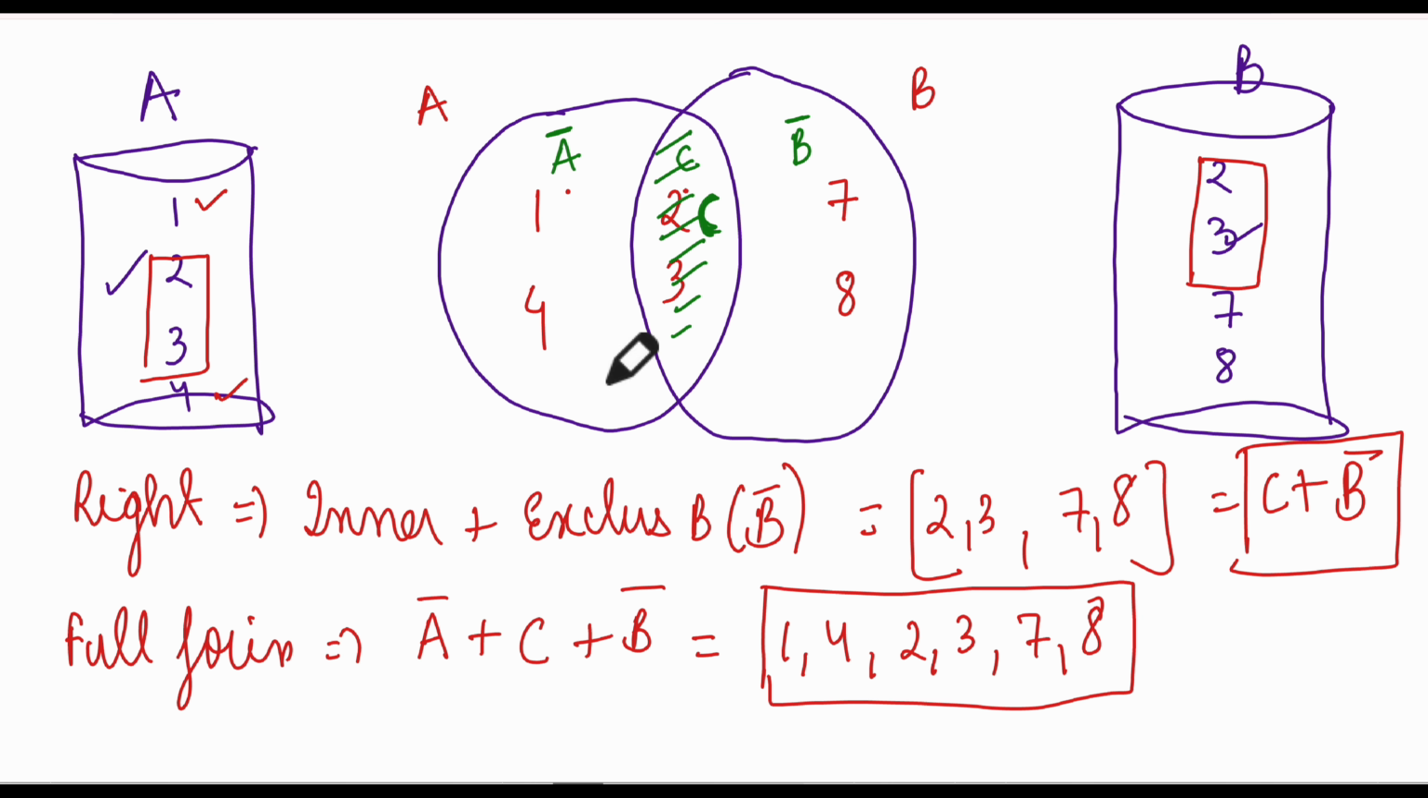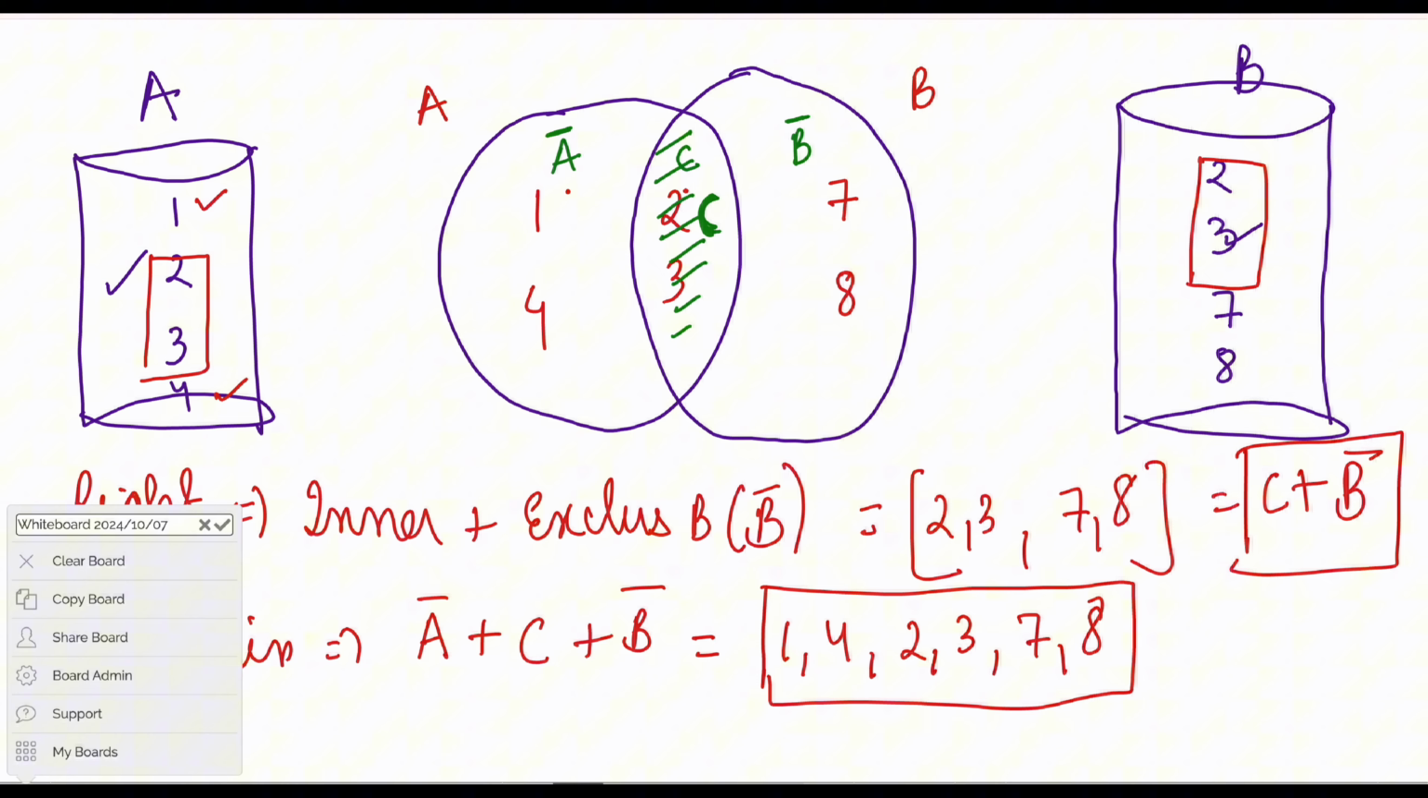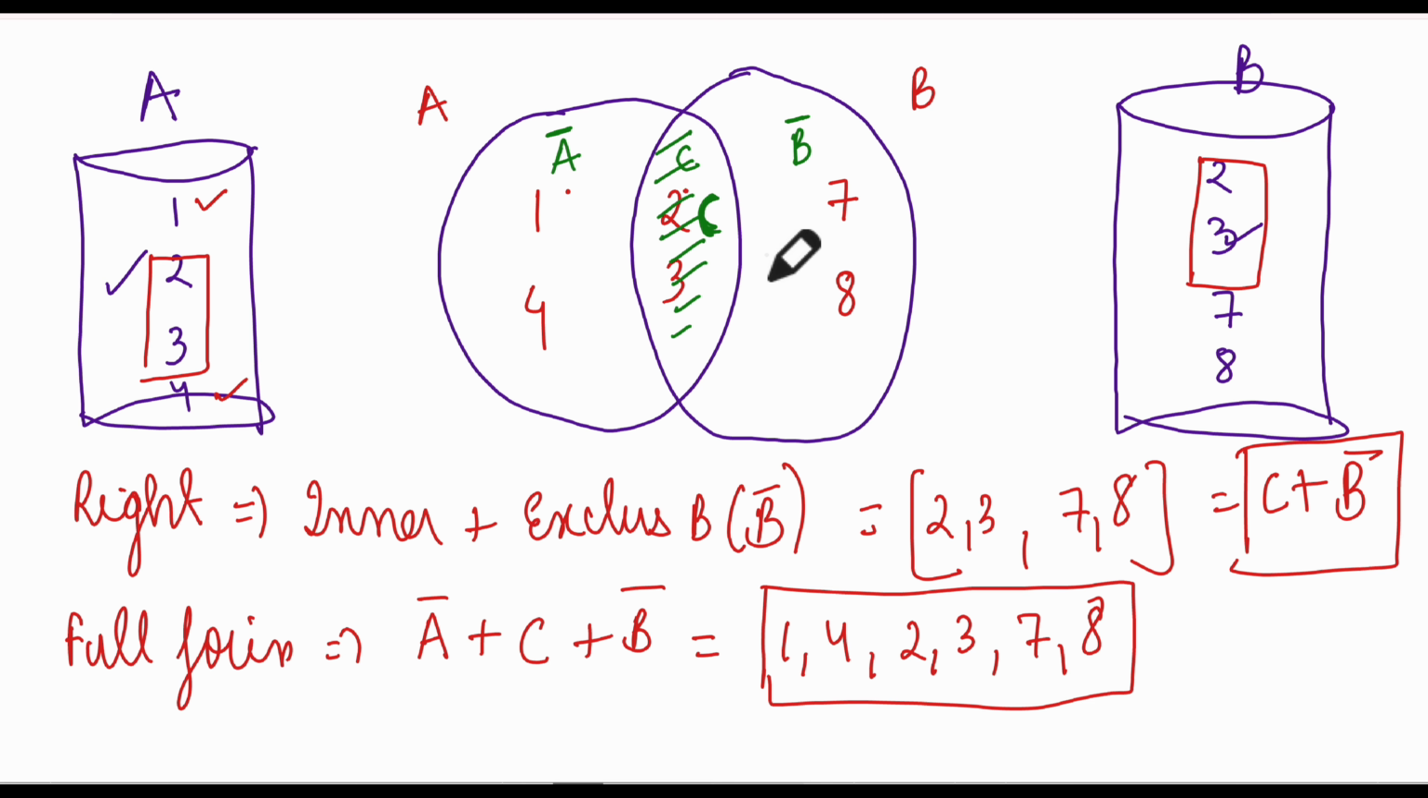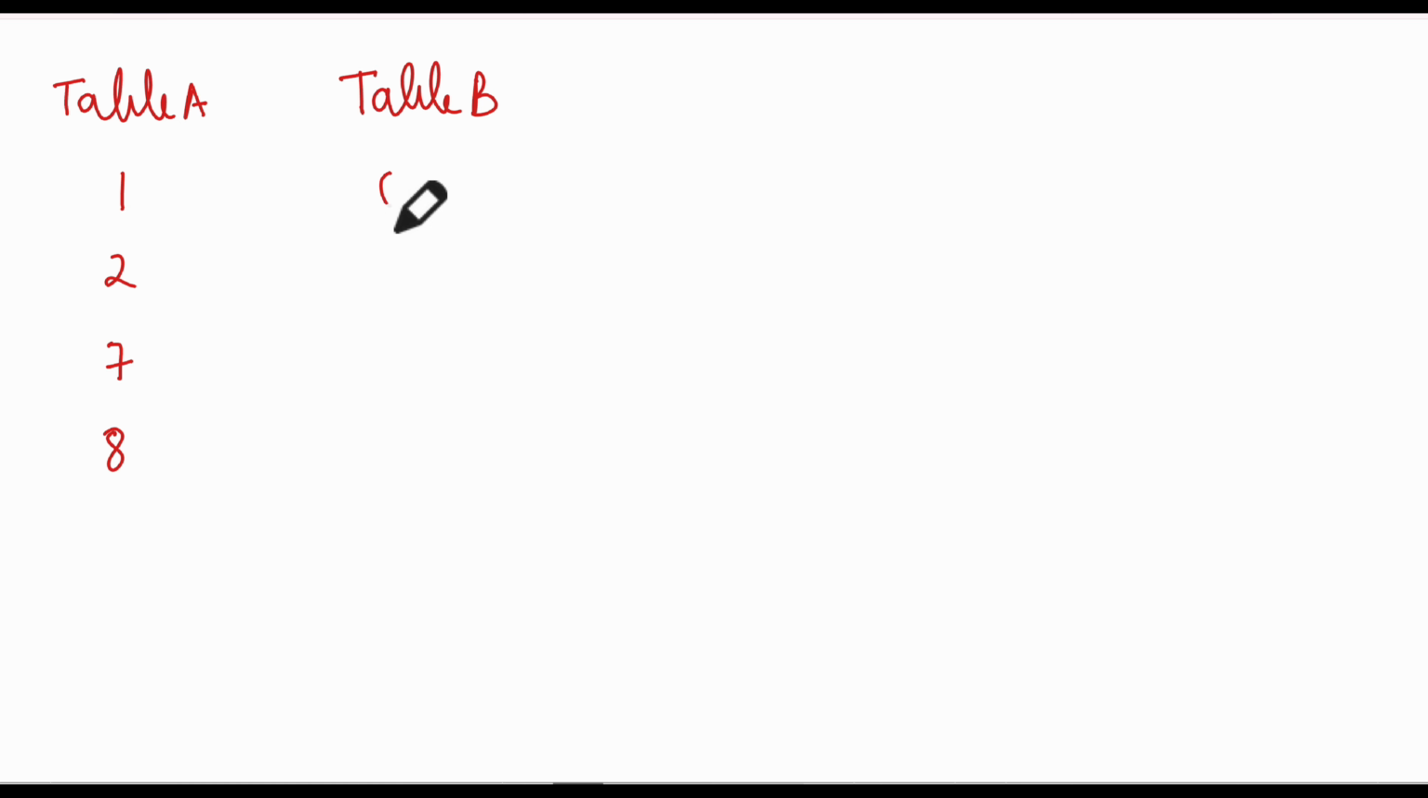Let me create another example for you right now so that you can actually capture the meaning of this. So for example, let us say I have a table A. This has the elements, for example, 1, 2, 7 and 8. And table B has the elements, for example, 0, 2, 12 and 13.